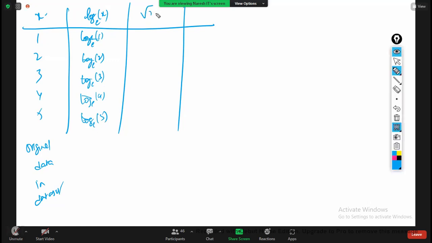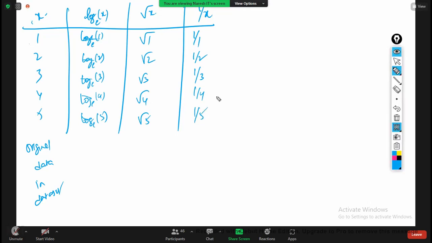Square root transformation means square root of 1, square root of 2, square root of 3, square root of 4, square root of 5. For the original data, you are applying the square root to everything. Reciprocal transformation means 1 by 1, 1 by 2, 1 by 3, 1 by 4, 1 by 5. Reciprocal means to the power of minus 1.